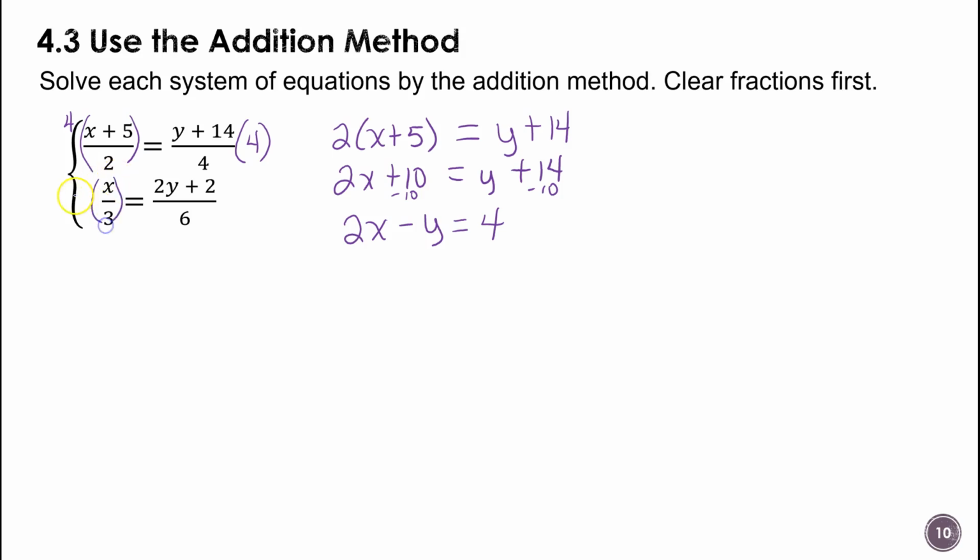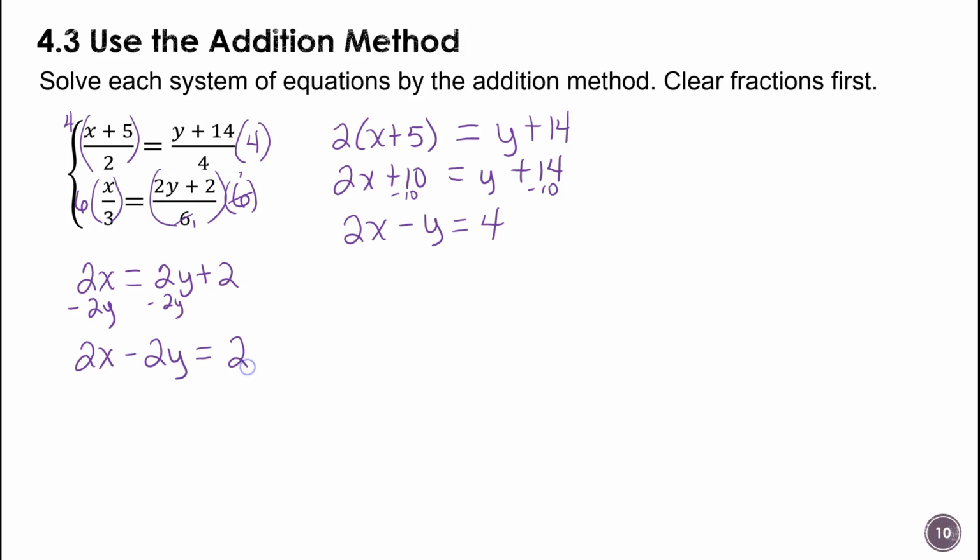Multiply this second equation, both sides, times, whoops, not by 3, by 6. I was about to say 6, and notice I wrote a 3. Okay, so on this one, 3 goes into 6 2 times, so I have 2x equals, these 6's are just eliminated, right? They equal 1, equals 2y plus 2. All right, so if I subtract the 2y, I have 2x minus 2y equals 2.